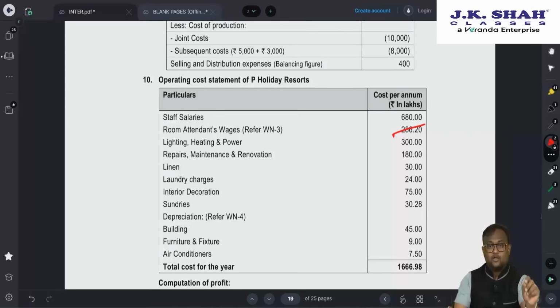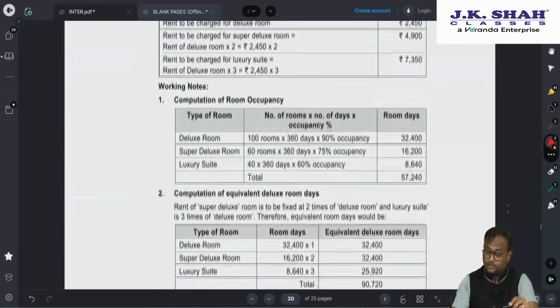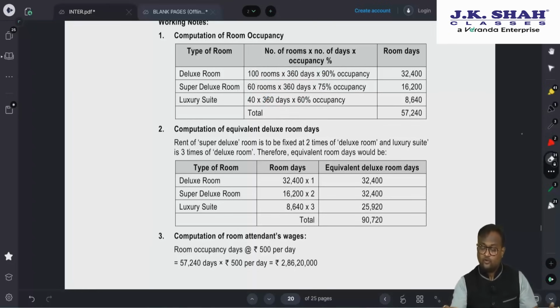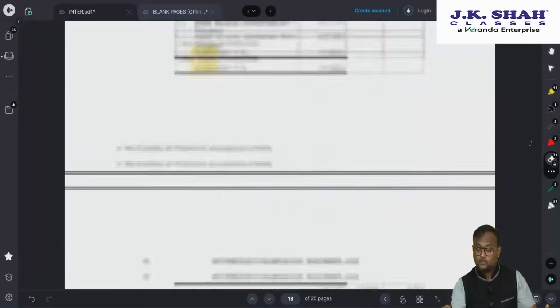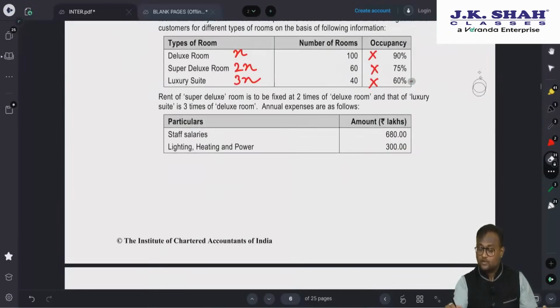See, per room per day you are paying, no? So, you calculated total room days. See, 100 rooms, 60 rooms, 40 rooms into 360 into 90% into 500 rupees. Finished. So, you can go by any method, you can follow their method, you can follow my method also. In my method, what I have done is, I will first calculate room days because I will need room days later on.